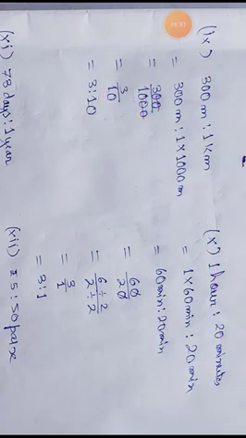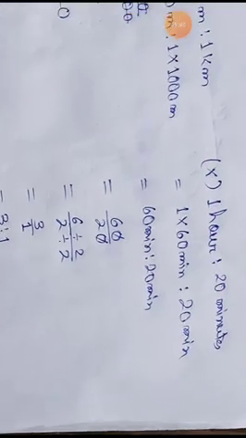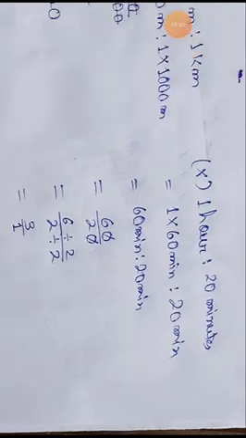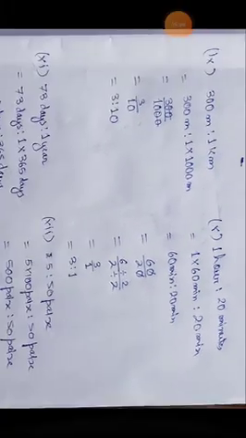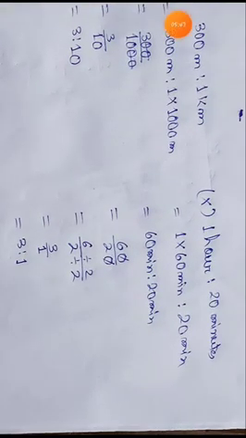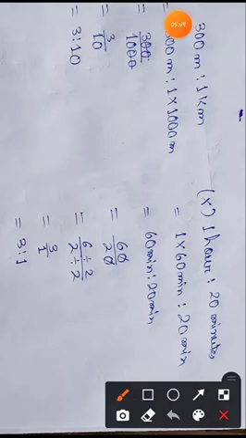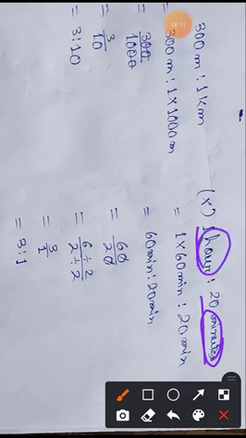Now let us see question number 10. In question number 10, we have 1 hour 20 minutes. You see, hour and minutes, the units are not the same. We will try to change the unit. So hour we will change into minutes by multiplying 60 with 1. So it will become 60 minutes and then 20 minutes.